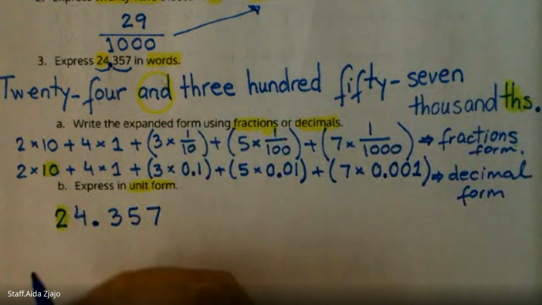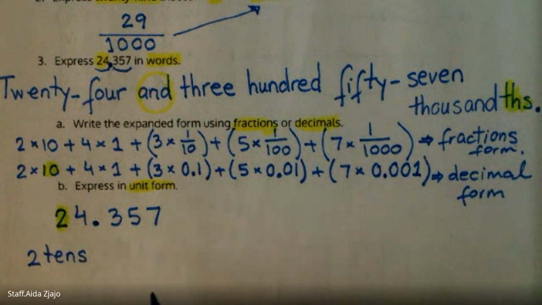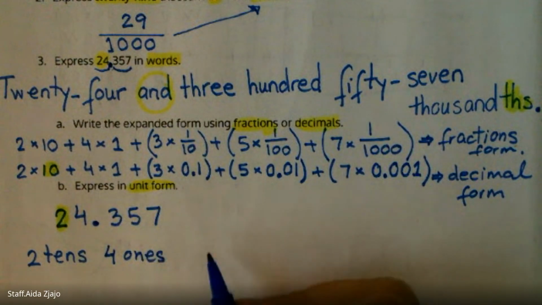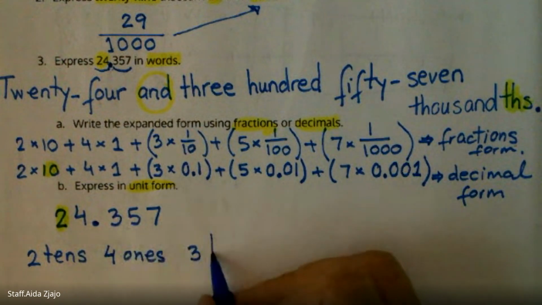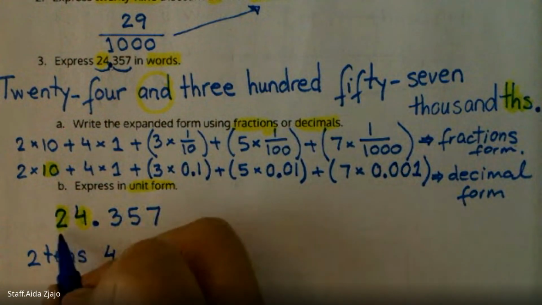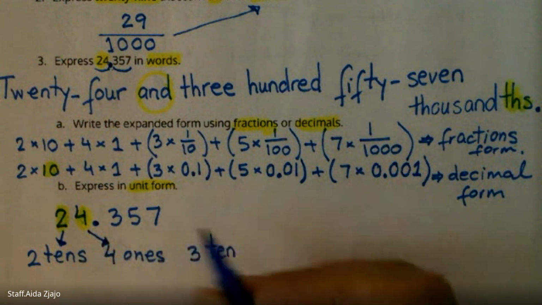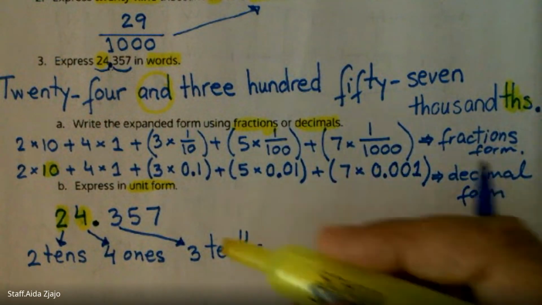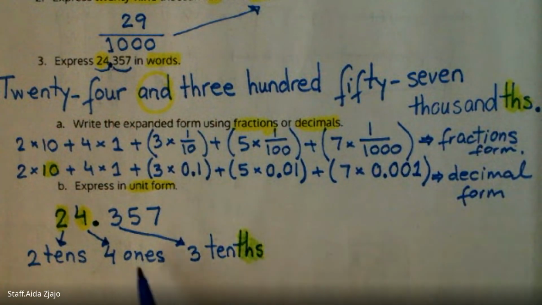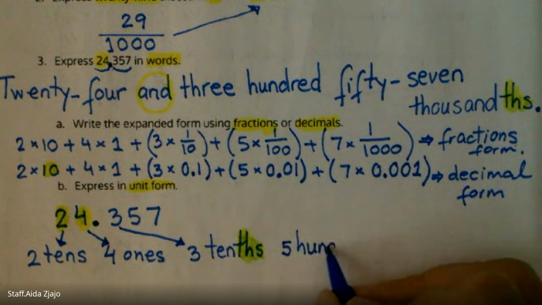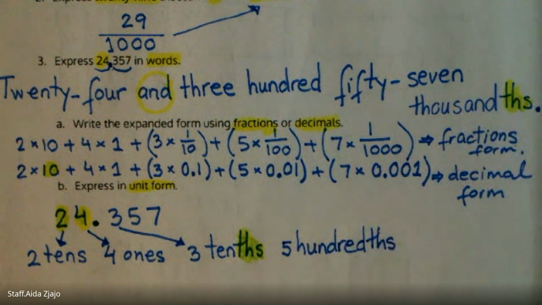So this is 2 tens. And then I have 4 ones. And then I have 3 tenths. If I have only one digit after the decimal point, that's called tenths, T-H-S. I'm going to make arrows so you can see it. So I have 3 out of 10 pieces that make the whole. Okay, and then I have 5 hundredths, hundred and T-H-S ending, hundredths.